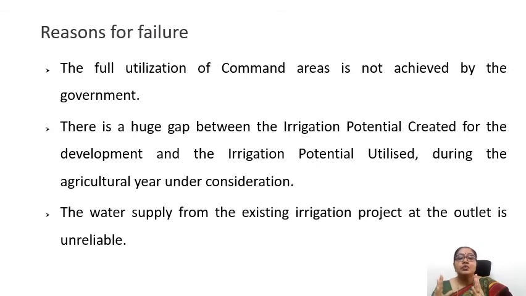And there's a huge gap between the irrigation potential created for development and the irrigation potential utilized. So during agricultural years, when we look into that, we find there is a huge gap. So what exactly is the potential and what has been utilized? Still there is a gap. And the water supply from the existing irrigation project at the outlet is unreliable. So the supply that you're saying exists in irrigation projects, you can't just rely on it. So again, there can be a failure.